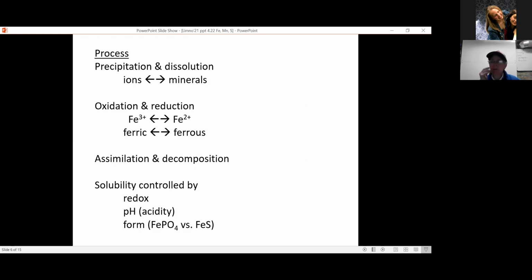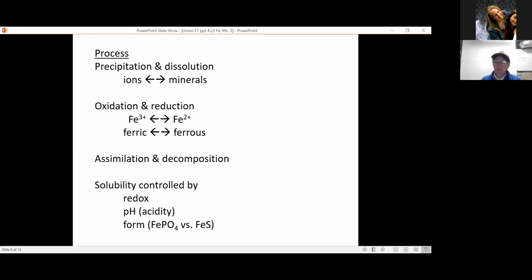Okay, what are the processes that are important in determining the iron cycle? Well, first of all, precipitation and dissolution, right? Precipitation is ions getting together, forming a mineral that precipitates. If that mineral encounters environmental conditions that make it dissolve, it dissolves. The two ions dissociate and the thing goes back into solution. That's very important in the iron cycle. It's important in the phosphorus cycle too, and it's not really important in the nitrogen cycle. So we talked about it last week, but really only when we talked about phosphorus.